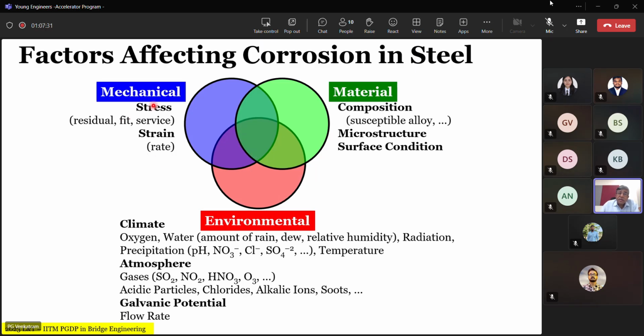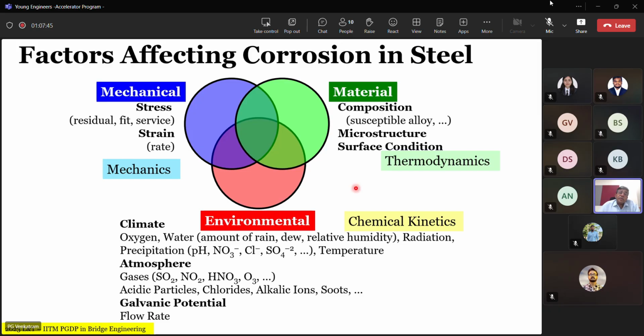Among all these, the mechanical ones are the least influential in terms of the rate of corrosion. The thermodynamics is what is affected by the material, and the chemical kinetics is what is affected by the environment. Out of these, the highest contributions are from the material and environmental factors, which lead to the maximum corrosion. Mechanics has some effect, but not that much. Most of the corrosion is controlled by the environmental and material aspects.